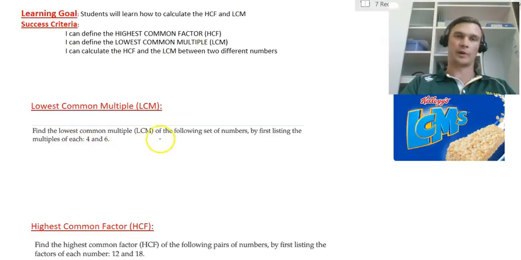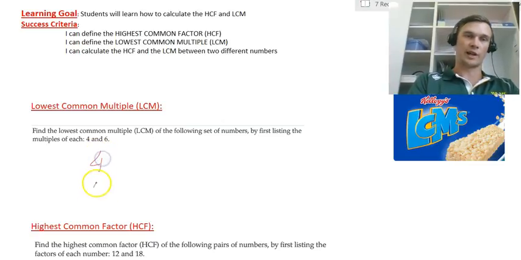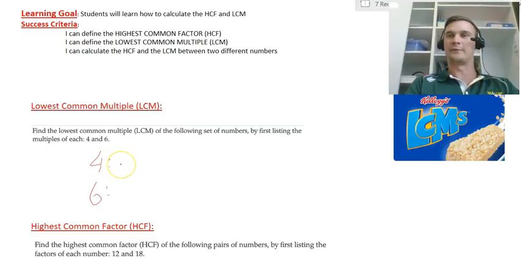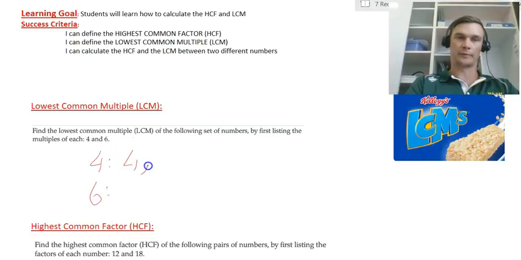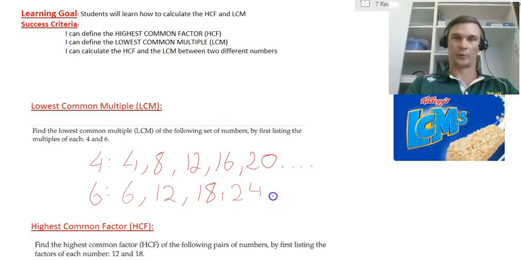First, we're going to find the common multiples between 4 and 6, and we want to find the lowest one. So the best way to do this is to write down your two starting numbers. We want to find it between 4 and 6. And then all you're going to do is list the first few multiples for each number. So the first few multiples for 4 are 4, 8, 12, 16, 20, etc. Okay, and we're going to do the same for 6. So the first few multiples for 6 are 6, 12, 18, 24, etc.